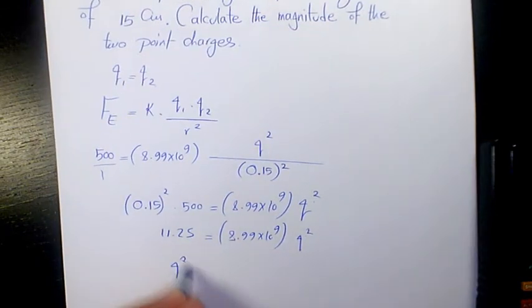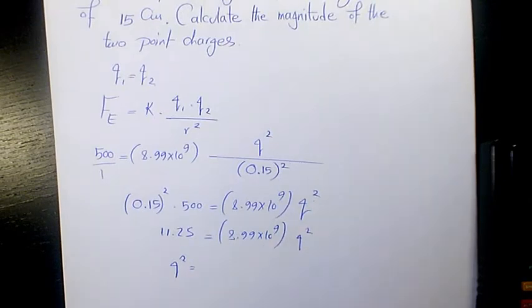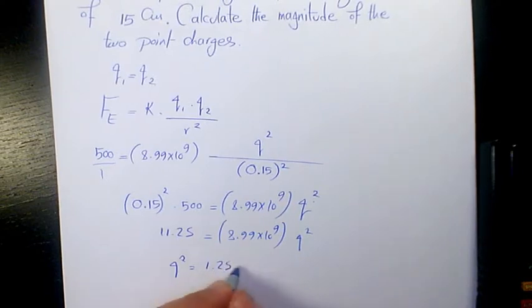So Q squared is going to be 11.25 divided by 8.99 times 10 to the power of 9. Remember, when you divide this number by this number, you need to put 10 to the power of 9 in the bracket with this guy. So that's going to give me 1.25 times 10 to the power of negative 9.